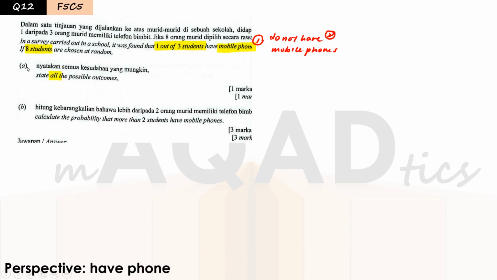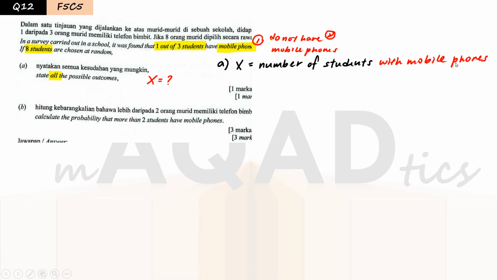Alright, so now going into part A, we need to state all the possible outcomes. Right, so let's set what our value of x is. So what is our value of x? Since we are looking at the mobile phone perspective, we are looking at the number of students that have mobile phones. Right, so what would be all the outcomes of x here?